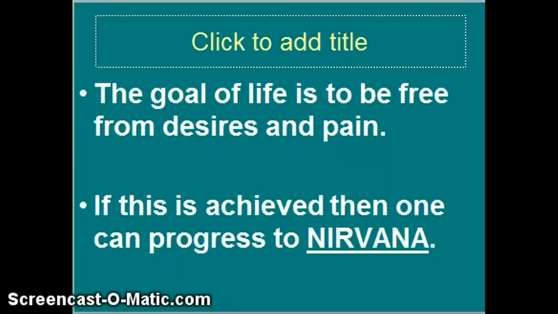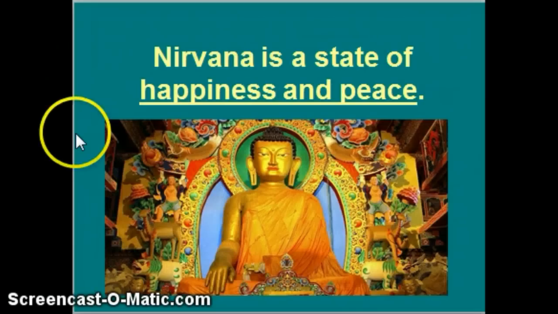And that's the goal, to reach this place of nirvana, this spiritual place where you are not selfish at all. Nirvana is complete happiness and complete peace.